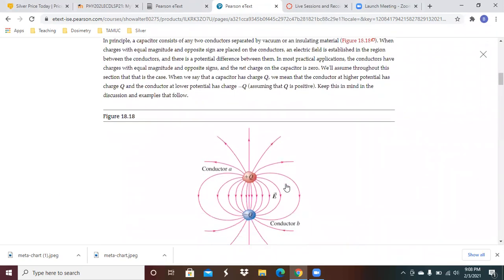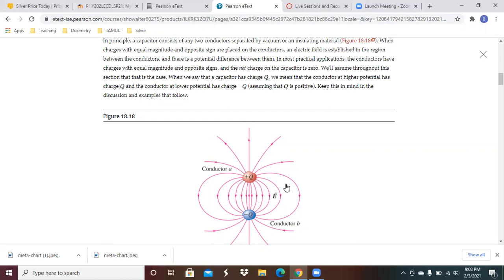So in principle, a capacitor consists of any two conductors separated by a vacuum or an insulating material. When charges with equal magnitude and opposite sign are placed on the conductors, an electric field is established in the region between the two conductors. And there's obviously a potential difference between them. In most practical applications, the conductors have charges with equal magnitude and opposite signs, and the net charge on the capacitor is 0. We'll assume throughout this section that that's the case.